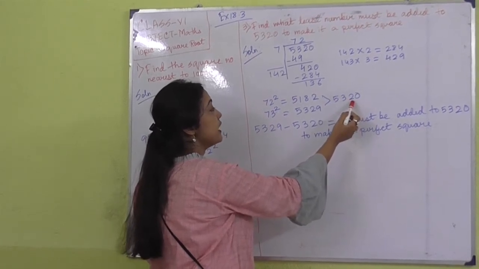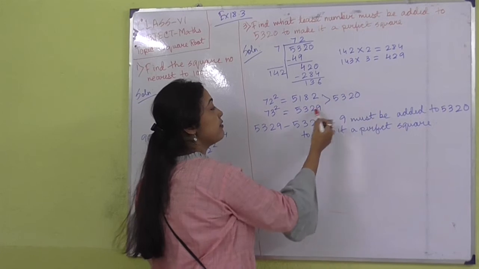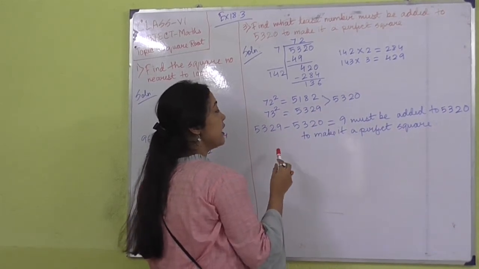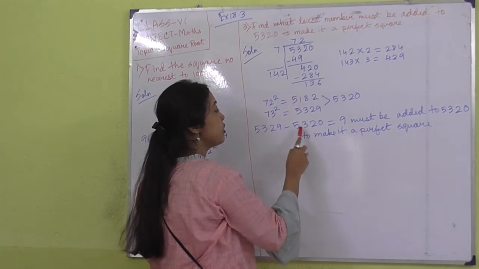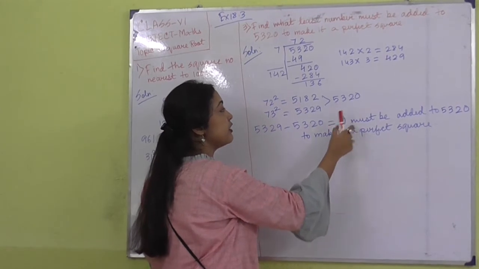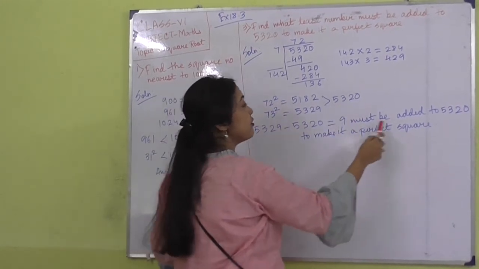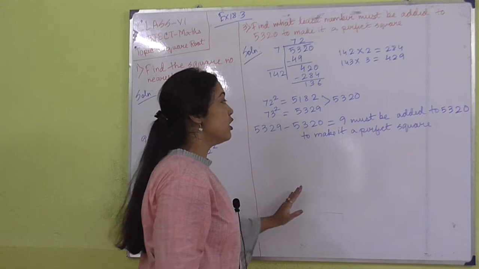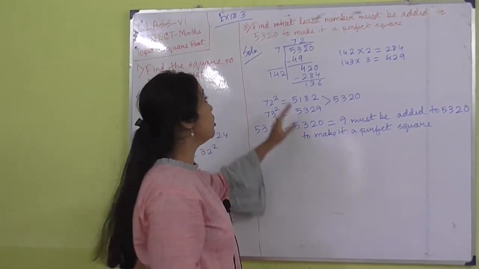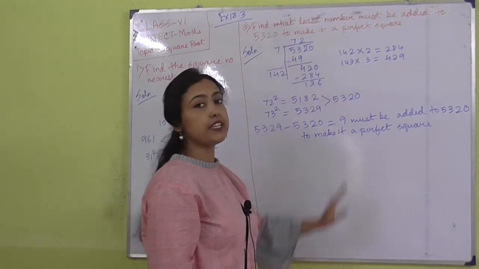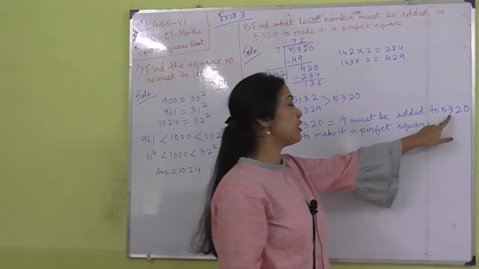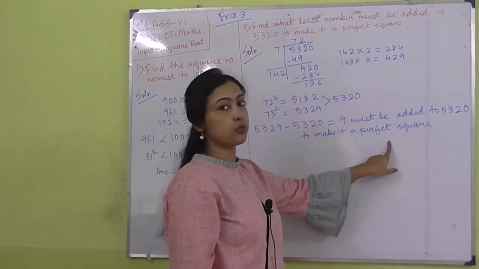So here you can see that 5320 and 5329 are maintaining a lower gap. If we subtract 5320 from 5329, we get 9. So if we add 9 to 5320, it will be a perfect square number. It has been asked which number must be added to 5320 in order to make it a perfect square number. So the answer is 9. If we add 9 to 5320, we will get a perfect square number.